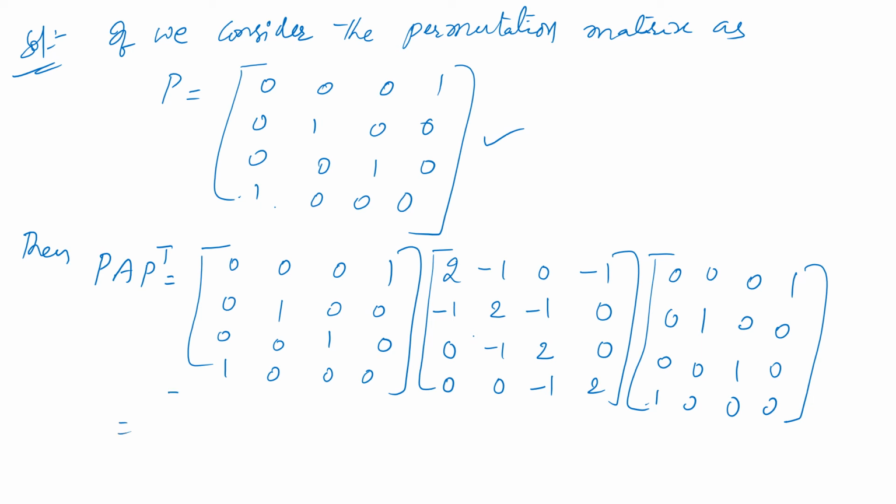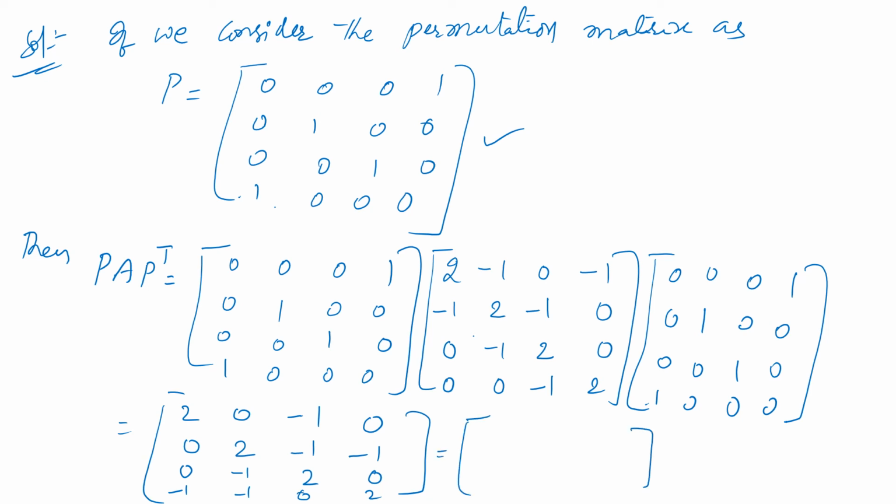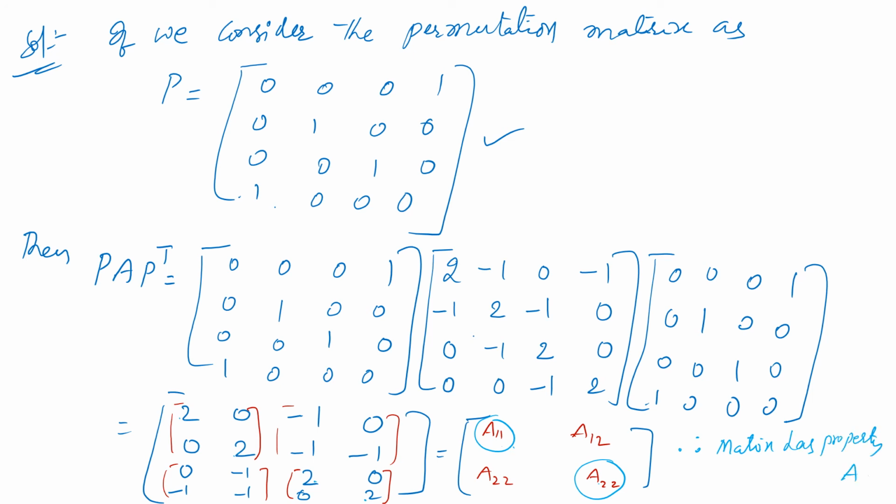After complete multiplication, the matrix P A P transpose becomes 2 0 minus 1 0, 0 2 minus 1 minus 1, minus 1 minus 1 2 0, and lastly 0 minus 1 0 2. So what is the structure now? I am splitting here. This is one diagonal matrix, this is another diagonal matrix. It is of the form A11, A22, and the remaining blocks are A12 and A21. Particularly this matrix and this matrix are diagonal matrices, only diagonal positions are present. Therefore, the conclusion: the matrix has property A. That's it. This is one simple problem.